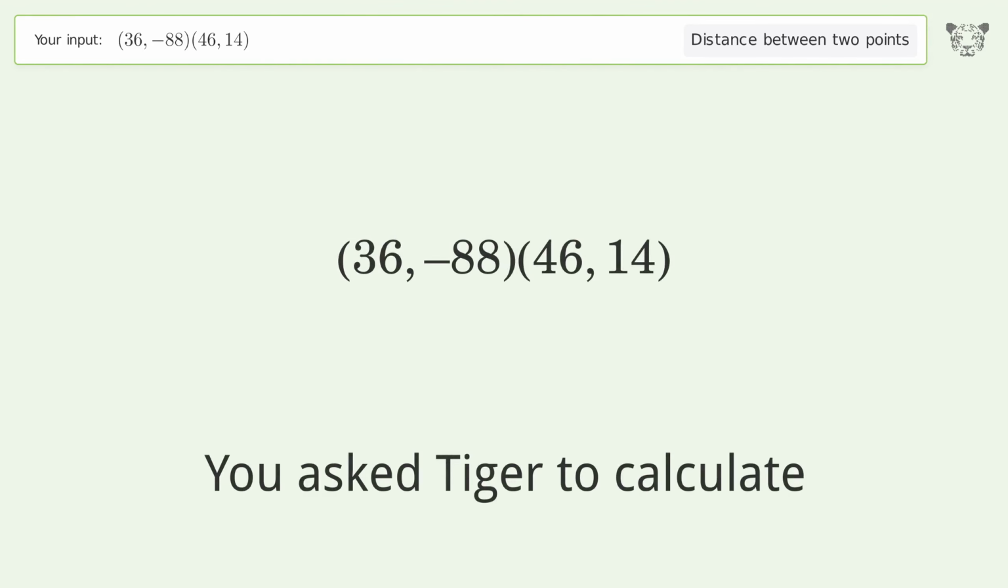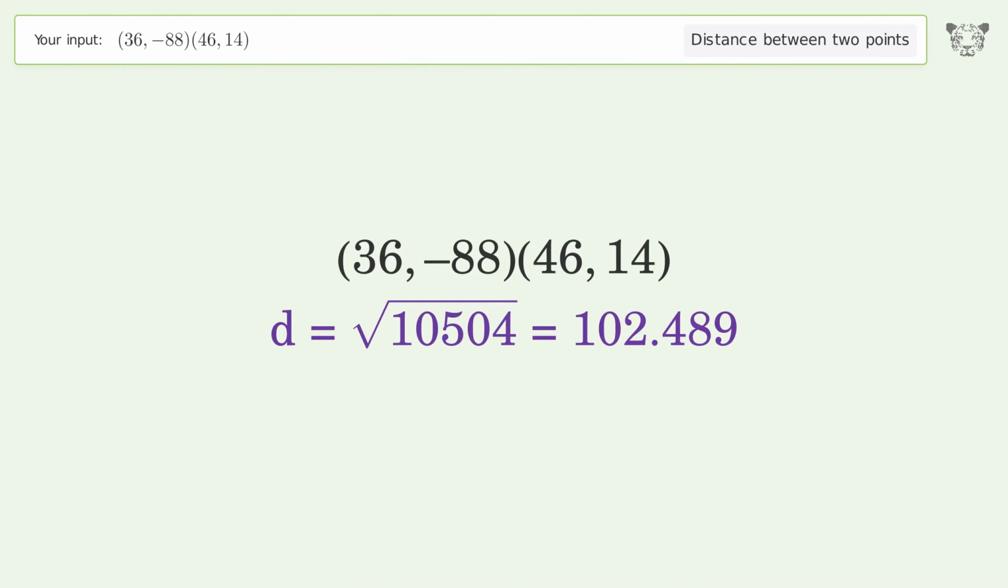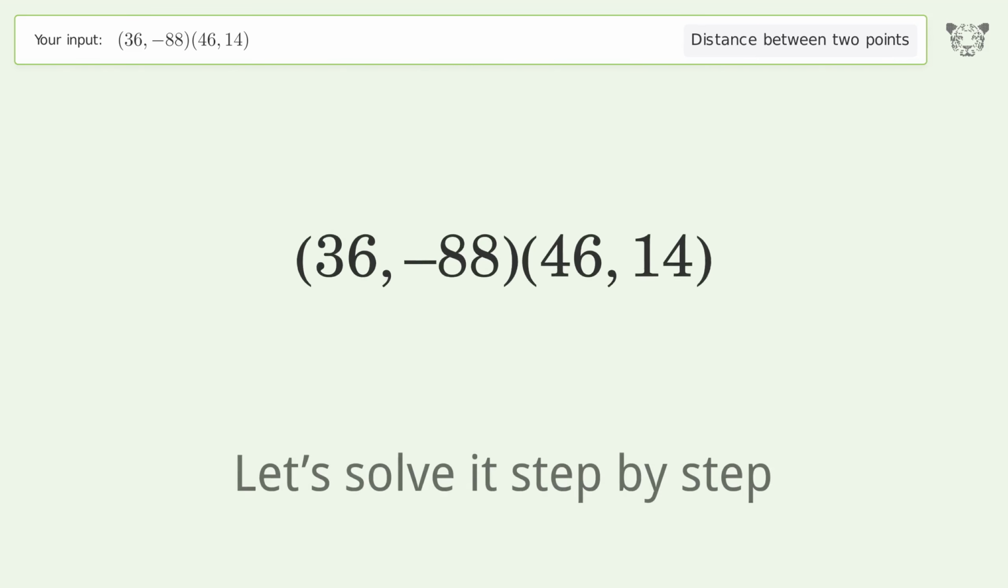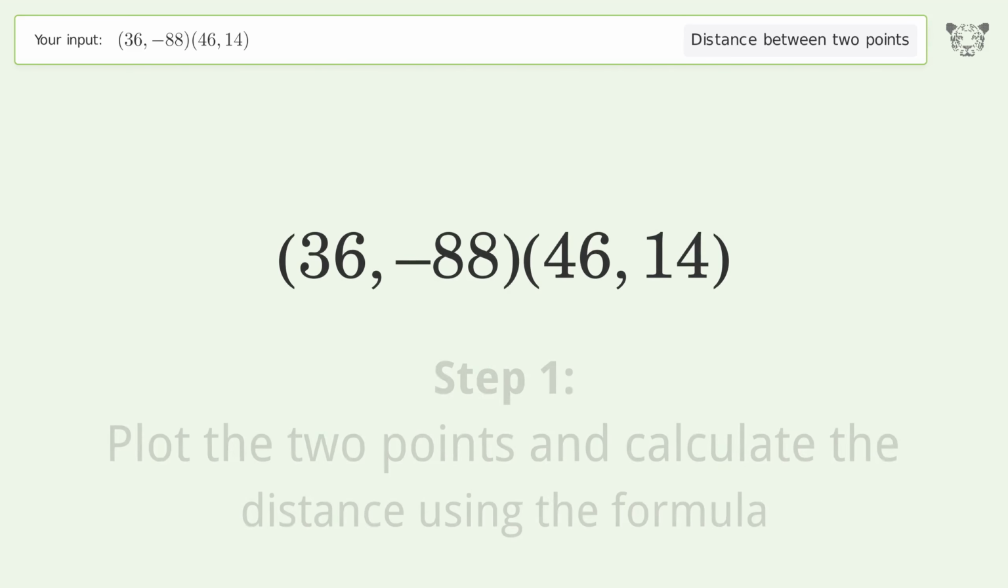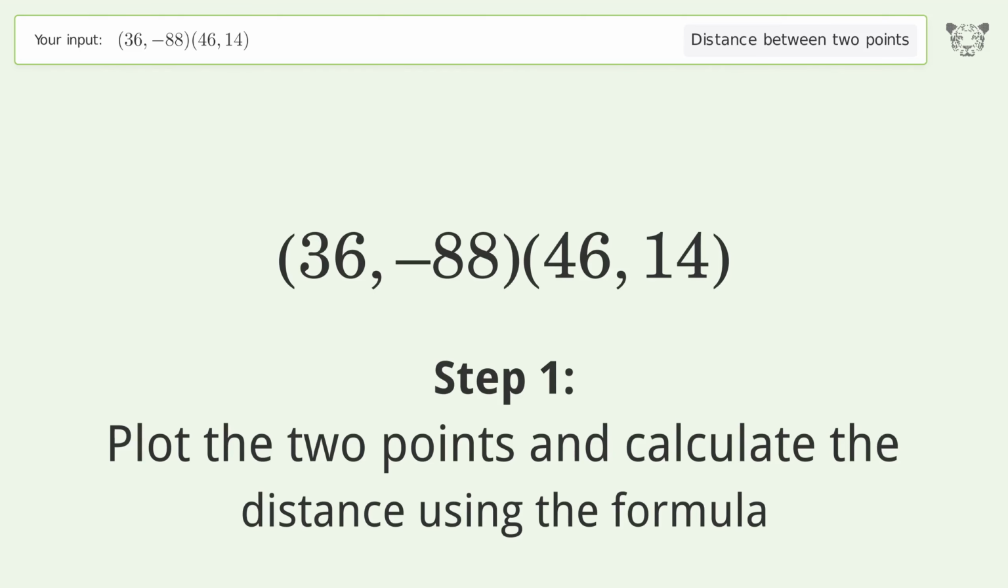You ask Tiger to calculate. This deals with the distance between 2 points. The distance between the 2 points is the square root of 10,504 or 102.489. Let's solve it step by step. Plot the 2 points and calculate the distance using the formula.